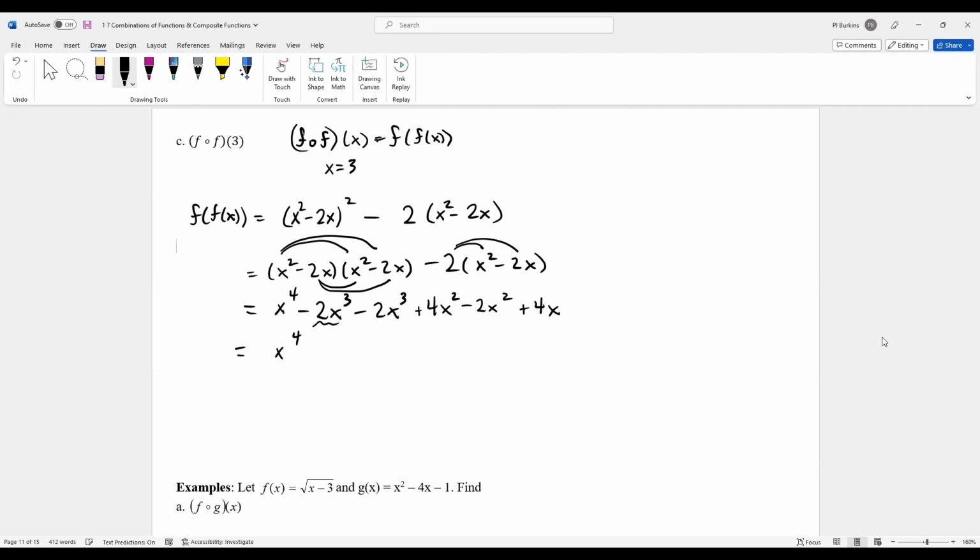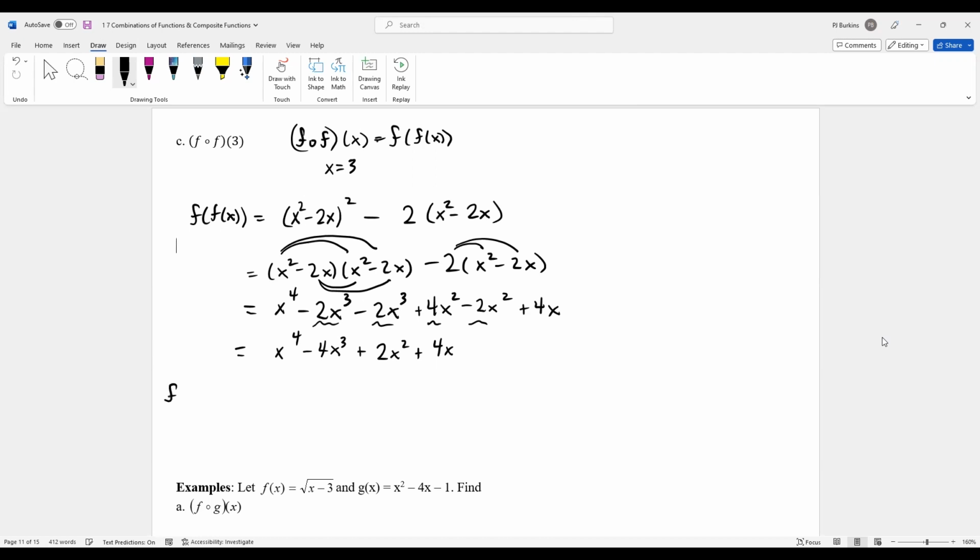So I have an x cubed, an x cubed. Looks like minus 4x cubed. Then we have an x squared and an x squared. It's going to be 2x squared. And then finally plus 4x.